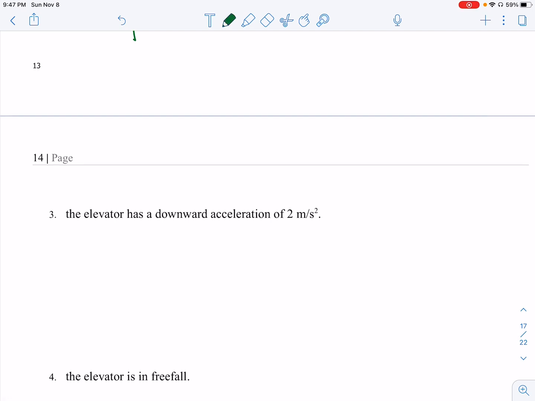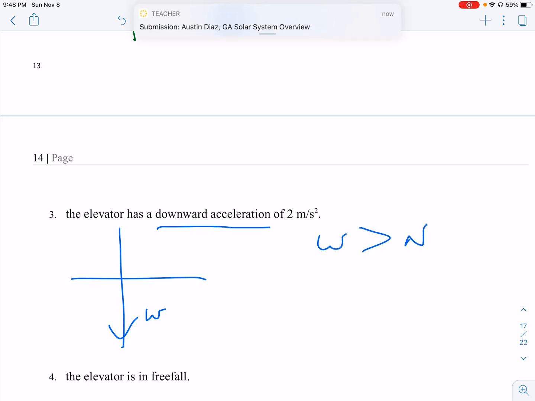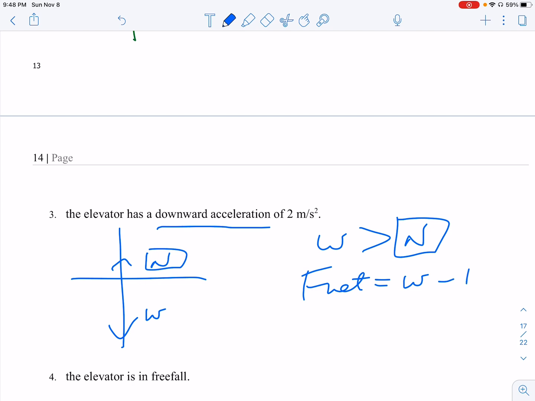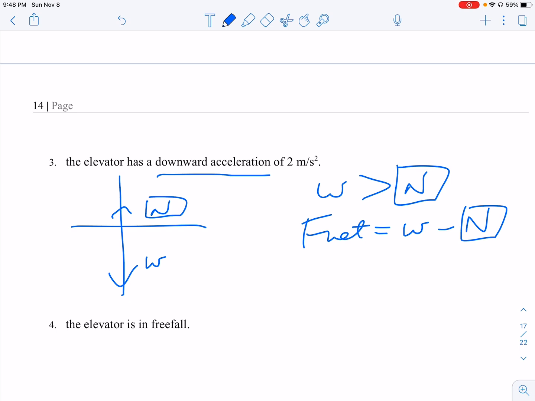The elevator has a downward acceleration. Okay, because it's downward acceleration, the downward force of weight has to be bigger than the normal force. So the F net has to equal the weight minus the normal force. In this case, the scale will read less than what you weigh, and you feel lighter, like butterflies in your tummy.